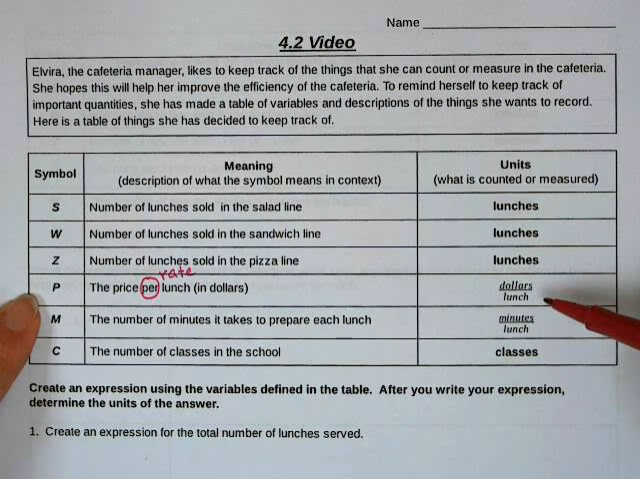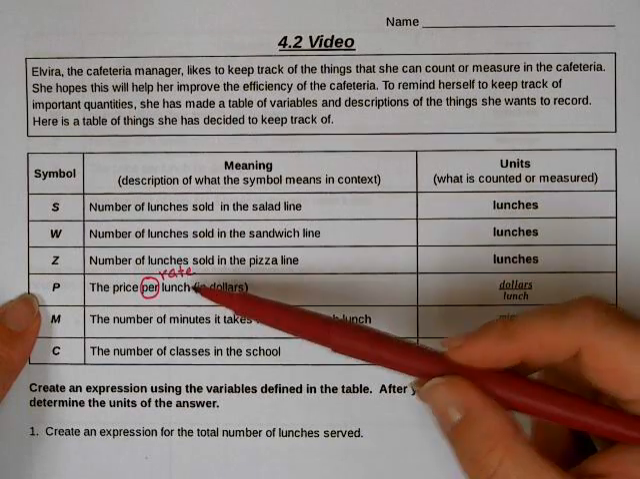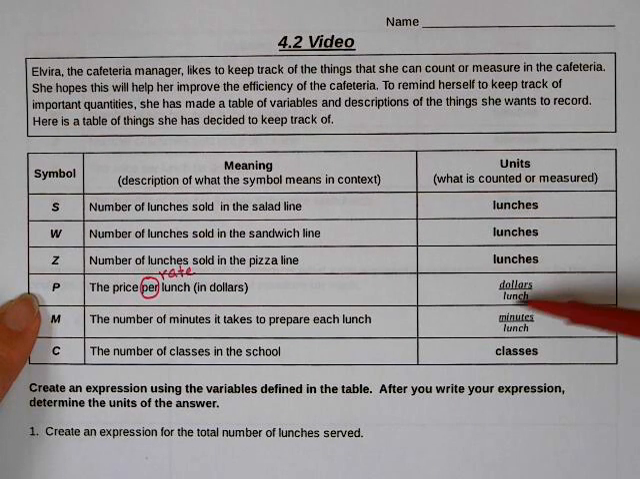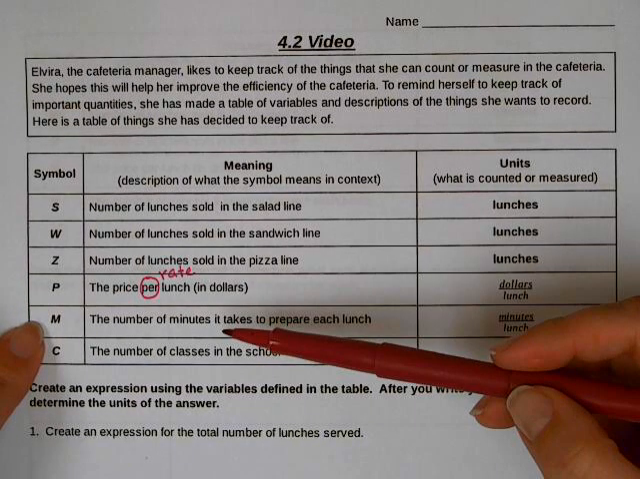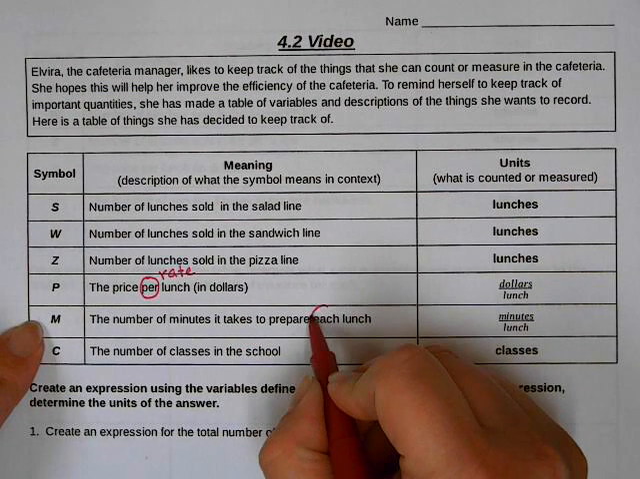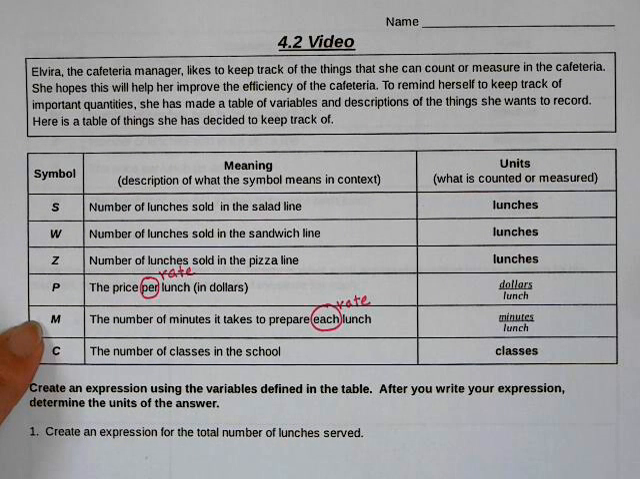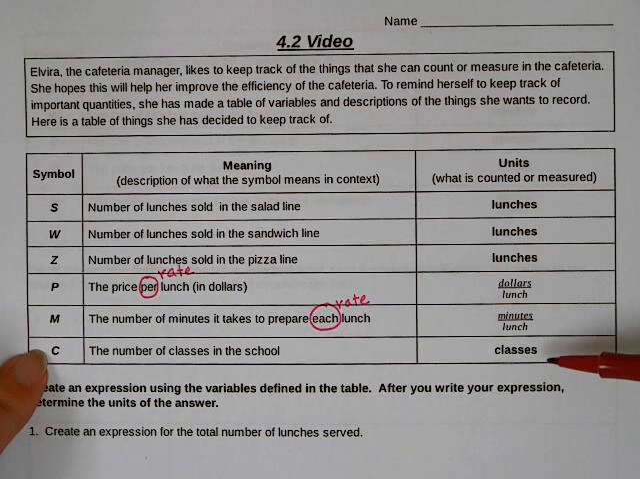And so if we look, our units look a little different. Our units now are dollars over lunch or dollars per lunch because we're talking about a rate. And we know that a rate is going to end up having these units that look like a fraction. Then when we look at the M, it says the number of minutes it takes to prepare each lunch. That word each is also a clue to us that we're going to be talking about a rate. And so our units here are now minutes per lunch or minutes over lunch. And then the last thing we're looking at is the number of classes in the school. So the thing we're measuring is the classes.